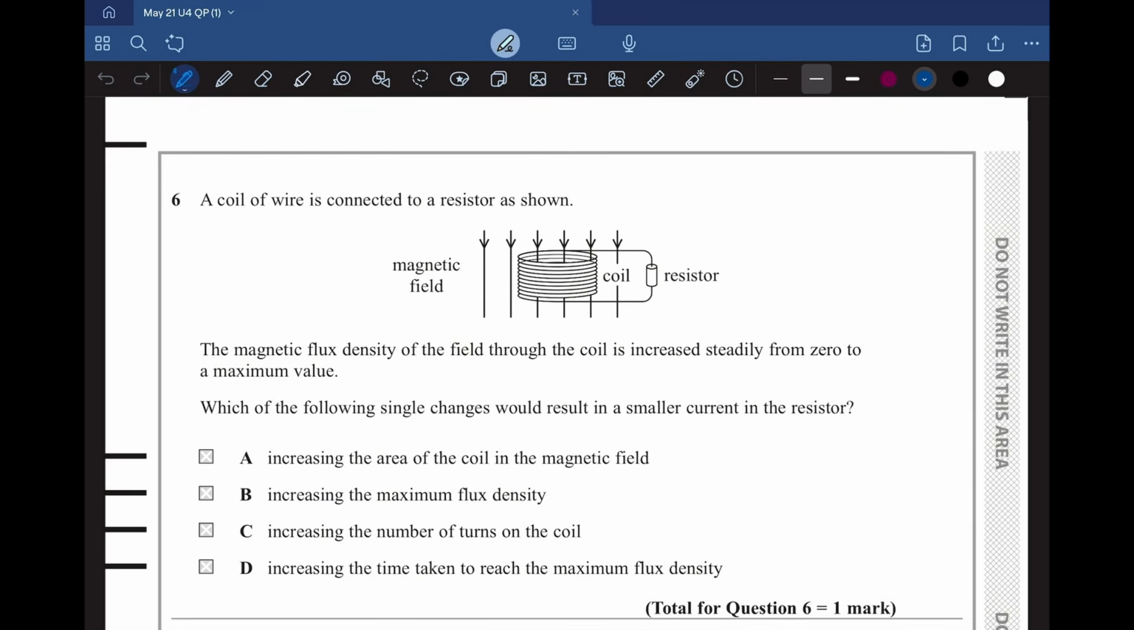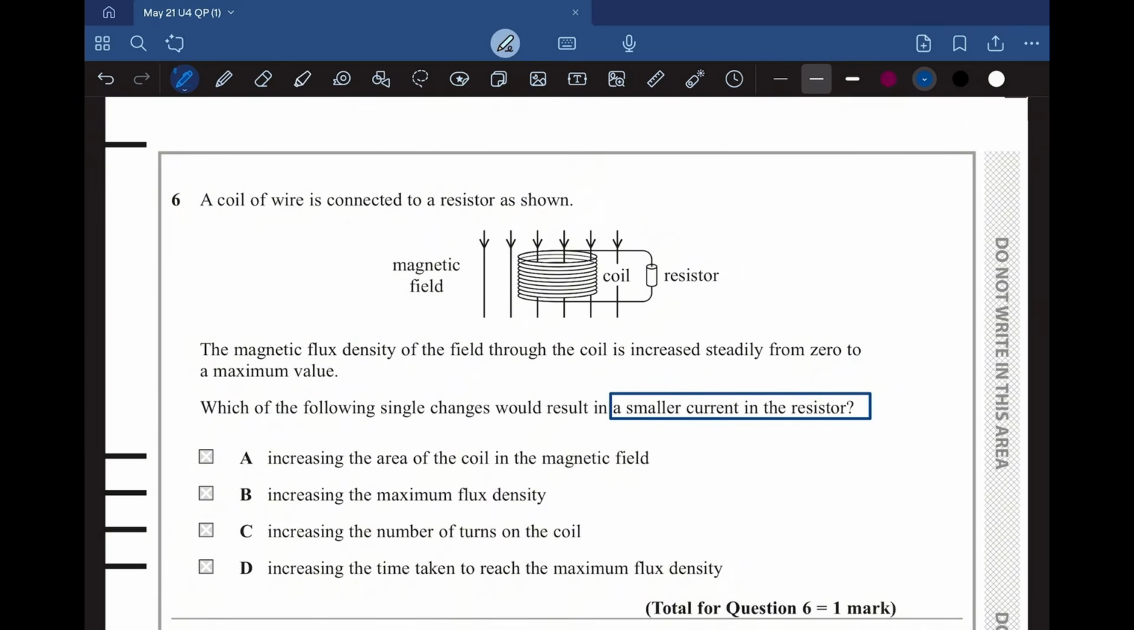A coil of wire is connected to a resistor as shown. The magnetic flux density of the field through the coil is increased steadily from 0 to a maximum value. Which of the following single changes would result in a smaller current in the resistor? So they want a smaller current in the resistor.